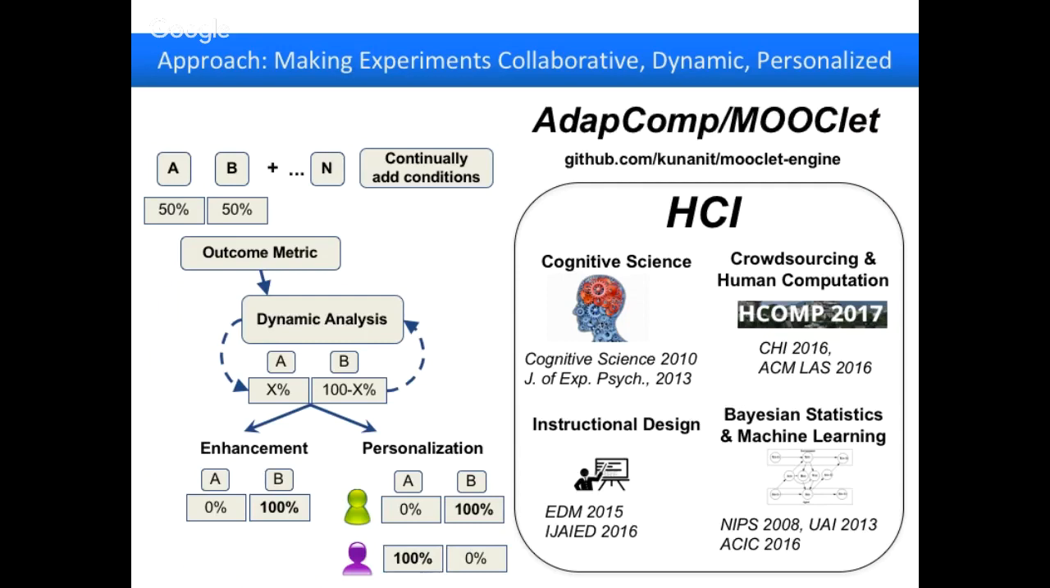To enable all this, to go beyond simple A/B testing to these kind of collaborative, dynamic, personalized experiments, I developed a software requirement specification, which I call ADAPCOMP or MOOClets. It says that if you implement an A/B test as a MOOClet or ADAPCOMP, that just guarantees that you've got data structures and APIs so that you can do collaborative experimentation. You can do dynamic updating, and you can use machine learning in real time to personalize.